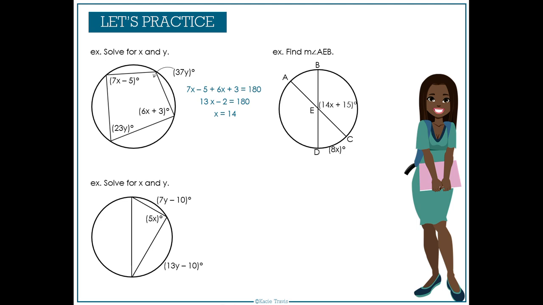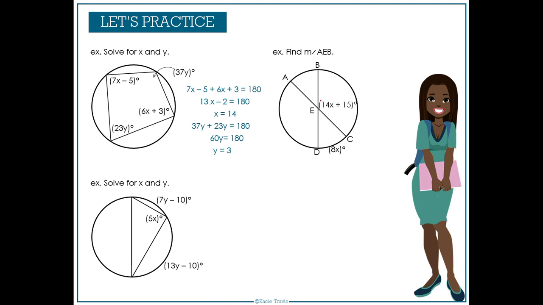For the other one, a little bit of a shorter way. We have 37 plus 23. That's where I get my 60y. When I divide both of these guys by 60, that ends up giving me y equals 3. Okay, nice and easy.